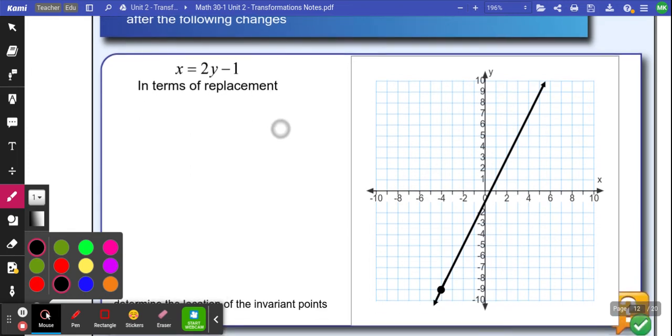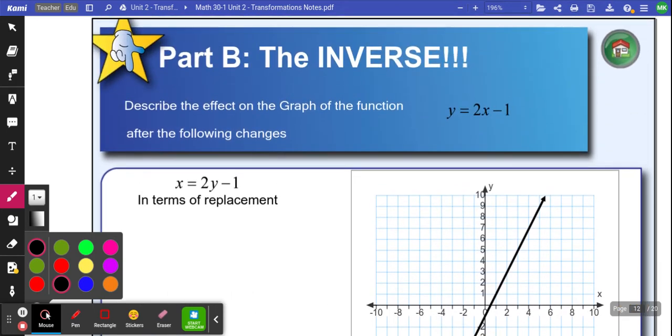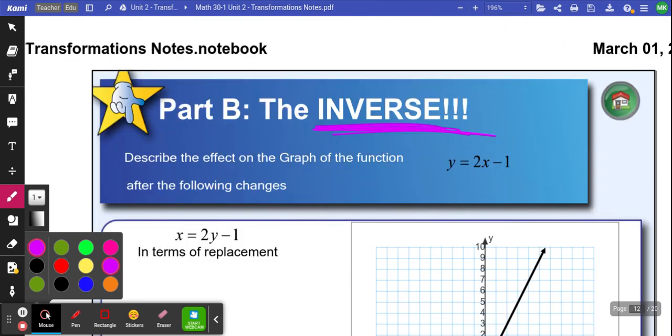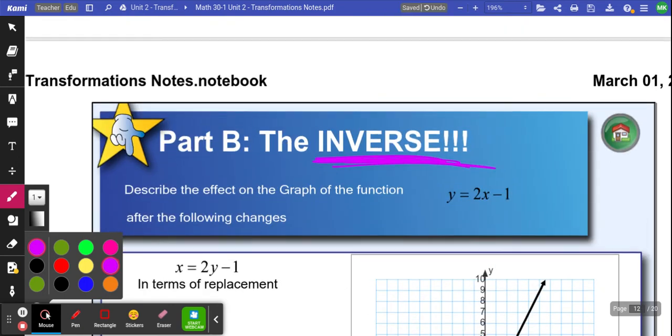Okay, let's talk about inverse. We've actually talked about this before. We talked about inverse in Unit 1. I'm just going to make this clear right off the bat. The inverse means x and y switch.